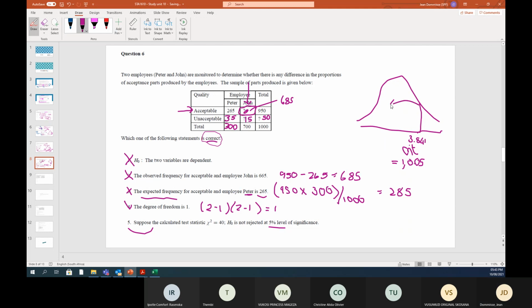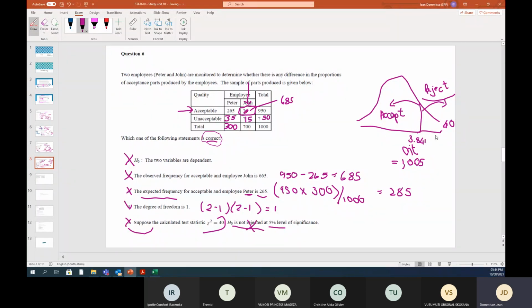So if the t-stat that you calculate is sitting to this side, what happens? What happens if it's sitting to this side? Sitting to this side, we accept H0. Sitting to this side, we reject H0. Okay, so 40 is definitely way bigger, so we reject H0. Remember, we're looking for the correct one. So H0 is not rejected is wrong because we actually rejected. So that one is also wrong.